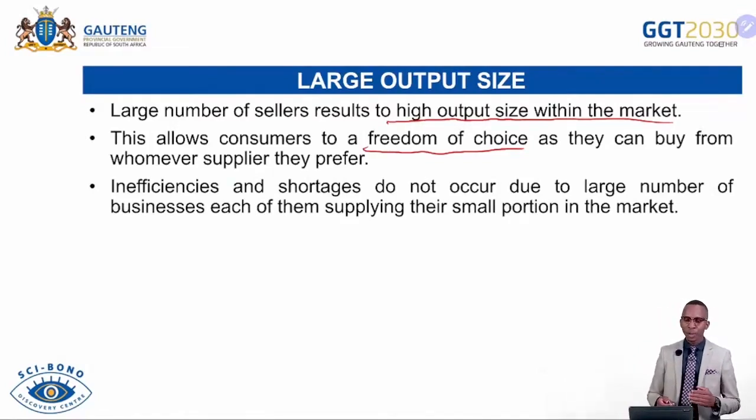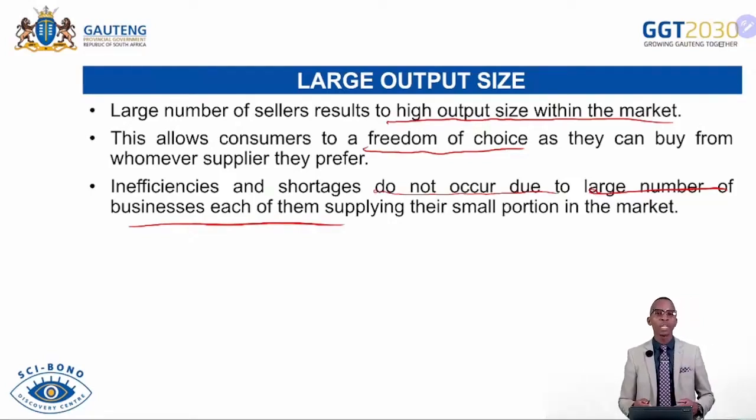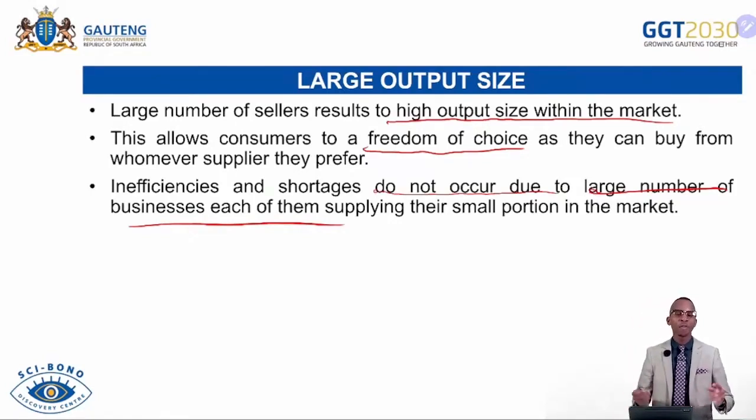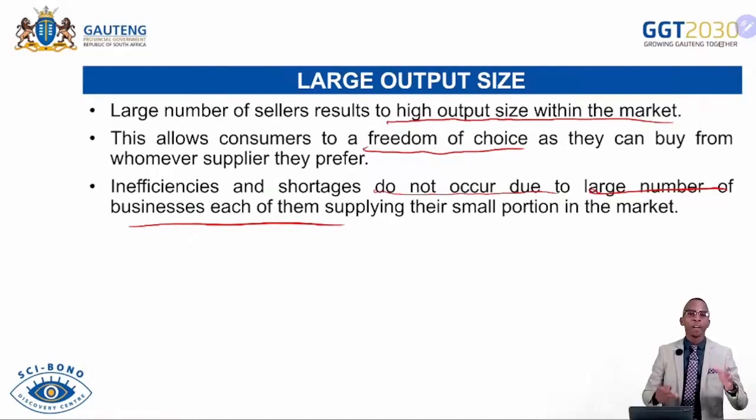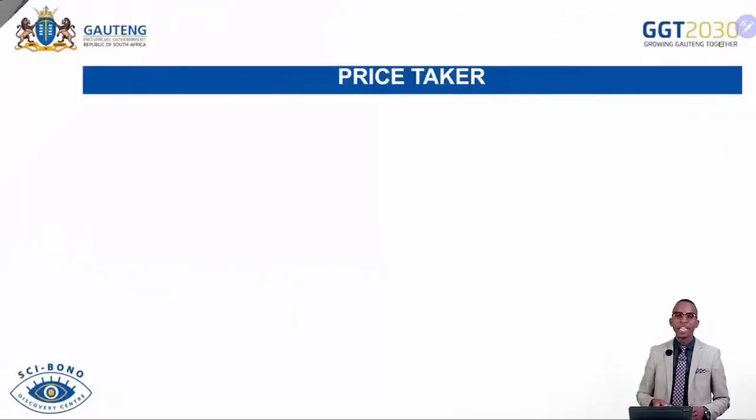Also, inefficiencies and shortages do not easily occur in this kind of market because of the large number of businesses that exist to supply these products. So it is very difficult for consumers to find themselves without the product in this kind of market, because if firm 1 does not have the product, firm 2 might have it. Due to perfect competition, there are so many firms with large output, so consumers always have access to the product they want. If one firm does not have the product, another firm does, so it's easy for them. That's why we say inefficiencies and shortages do not easily occur.